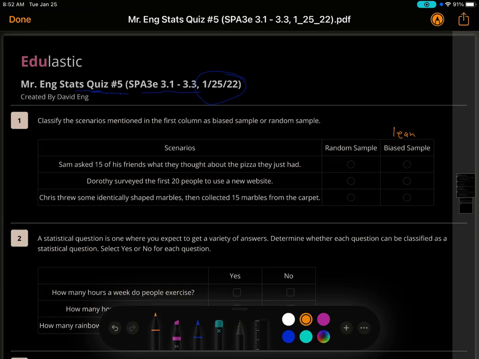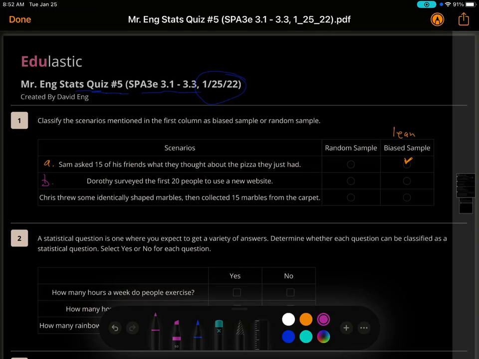The first one here, Sam asked 15 of his friends what they thought about pizza they just had. Do you think that would be, like, do you like pizza? Well, they just ate it, so that would be a biased sample.